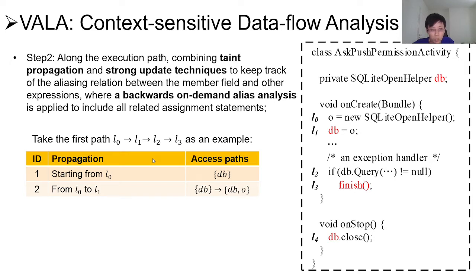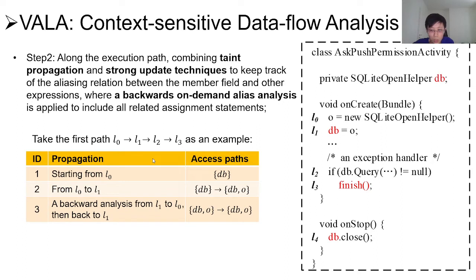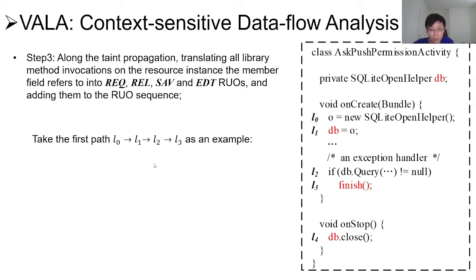Moreover, a backward on-demand alias analysis is applied to look for other possible aliases that may point to O. As before L1, we didn't know that O would also point to DB. After returning to L1, the forward propagation continues until the end of the entry point, and the access paths remain the same.